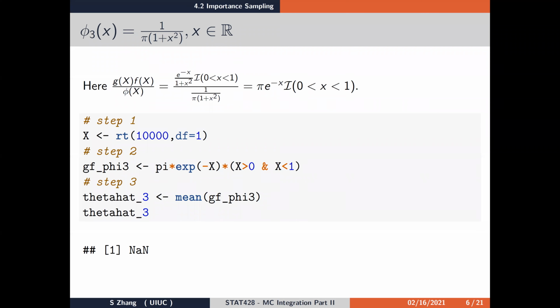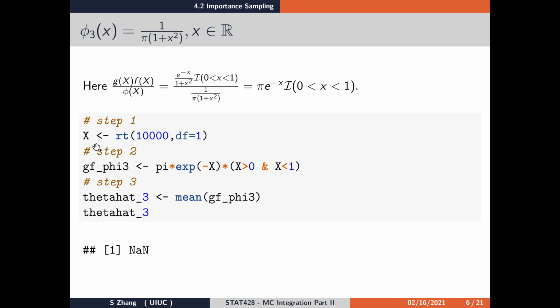To implement the importance sampling algorithm, it's quite similar to the first two cases. We first sample x from the phi distribution. So in this case, because phi is the t-distribution with 1 degree of freedom, we can use rt to draw 10,000 samples from it. In step 2, we calculate this ratio, pi times e to the negative x, times whether x is greater than 0 or less than 1.